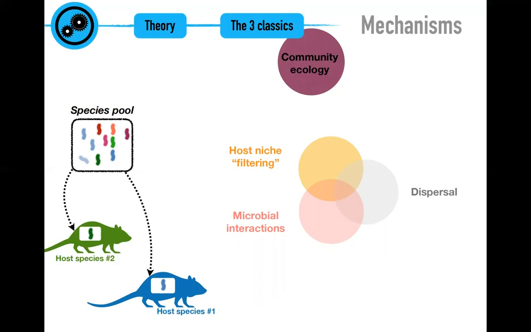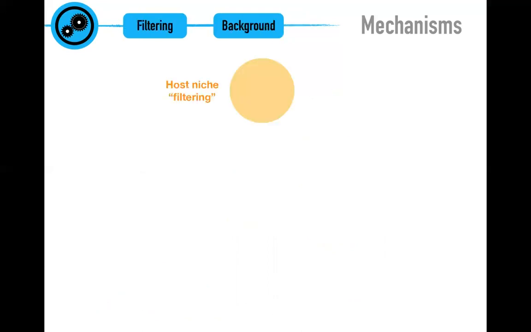And I'll focus today on the filtering in yellow and the dispersal in gray only. So when you think about that filtering, what we call in community ecology the environmental filtering effect, in this case it's more like a host filtering, so the host is actually filtering the microbes. And in this field, it comes in two flavors that are fundamentally different. The first one is the one you most commonly see, and it's usually the most exciting.